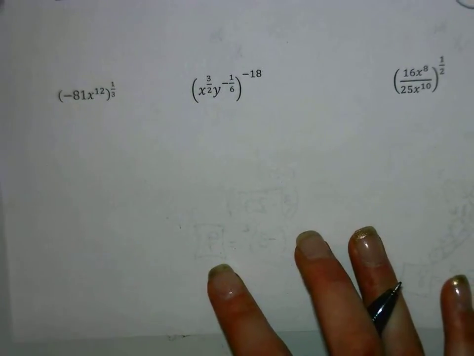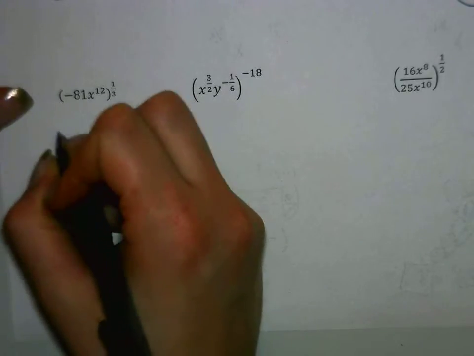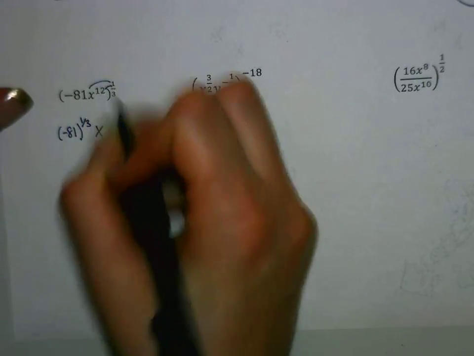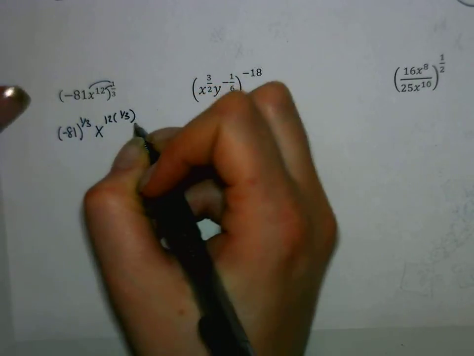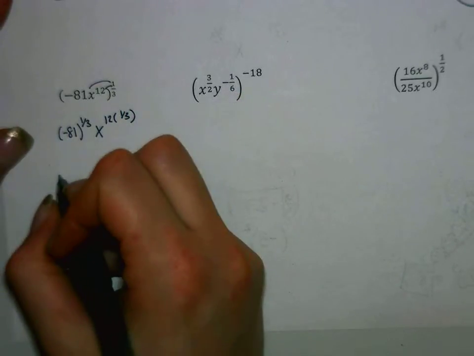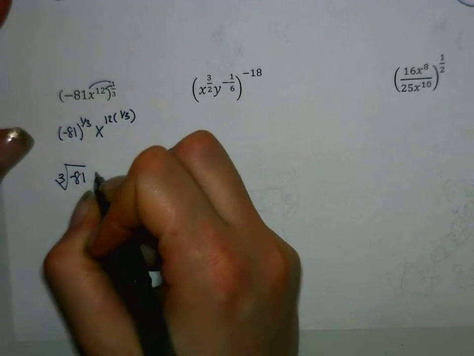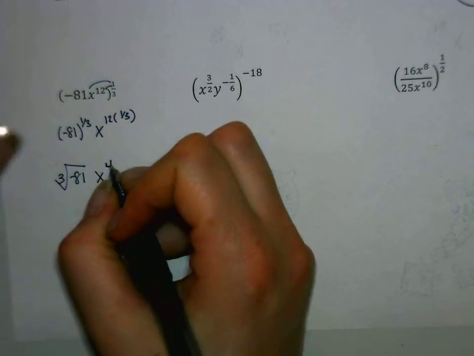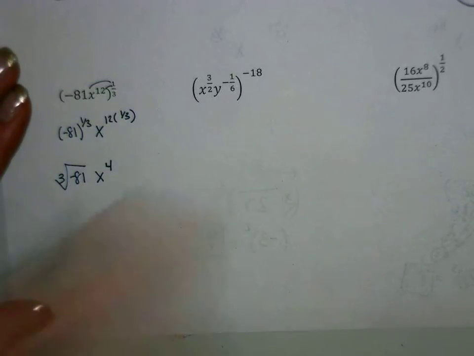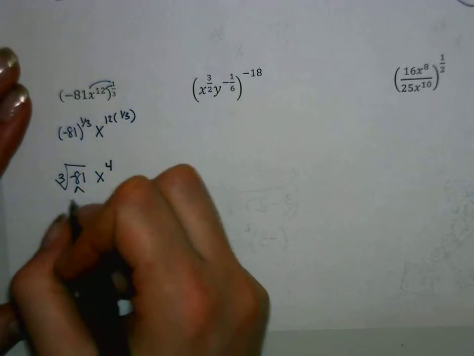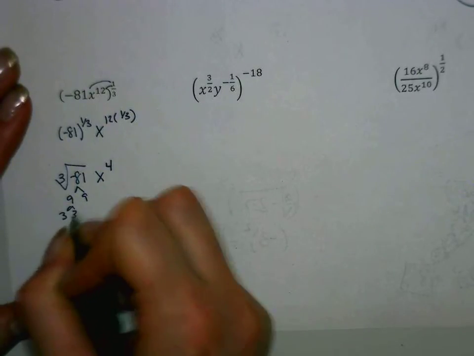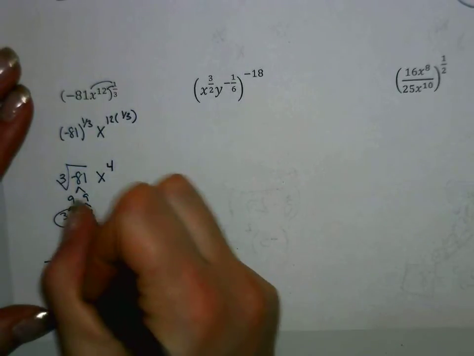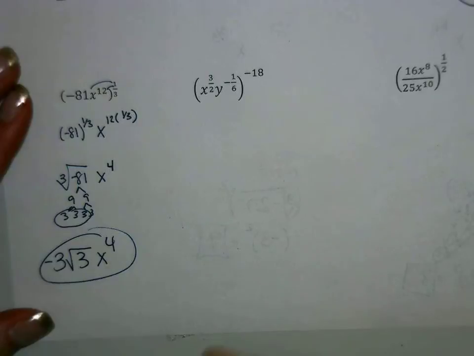Let's look at these last three. So this turns into negative 81 to the 1/3 power times x to the 12th power times 1/3. So this really becomes the 3rd root of negative 81 times x, and 12 times 1/3 is 4. And here, if we factor, we know 9 and 9, 3 and 3. So we have one group of our 3, so negative 3, cube root of 3 left over, x to the 5th.